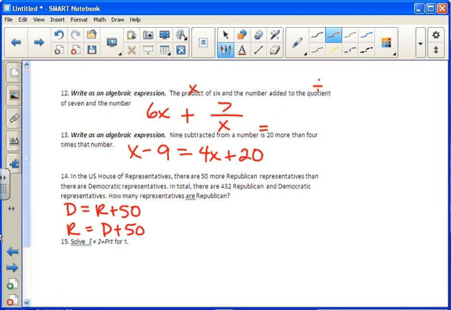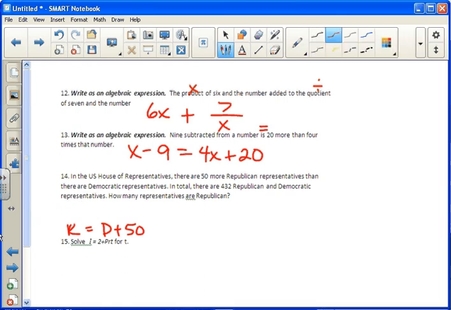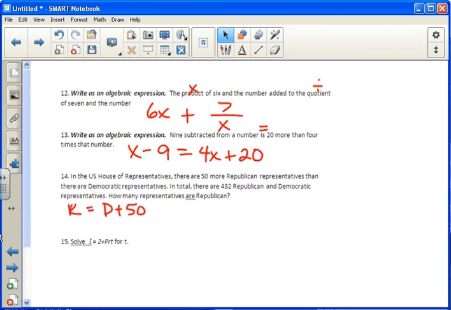So if we look at this first one, it says that the number of Democrats, D, is equal to the number of Republicans plus 50 more. So that would imply that there's 50 more Democrats than Republicans. That's not right. So we know that is not the correct way to write it. So the correct way to write it is actually the second one, which is R equals D plus 50. Because the number of Republicans is equal to the number of Democrats plus 50 more. Because there's more Republicans than there are Democrats.